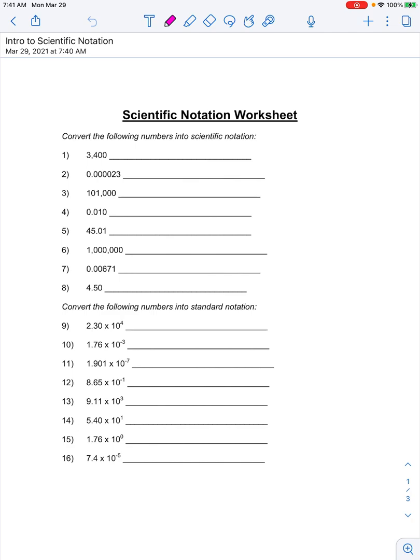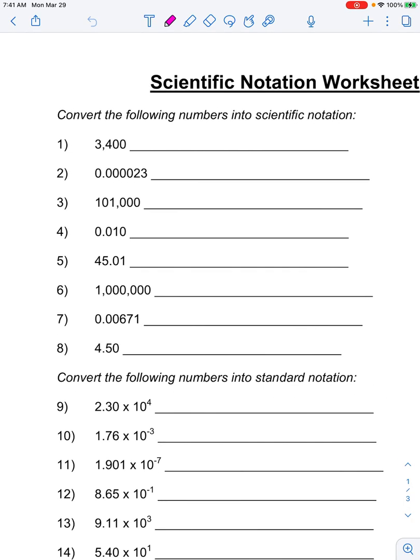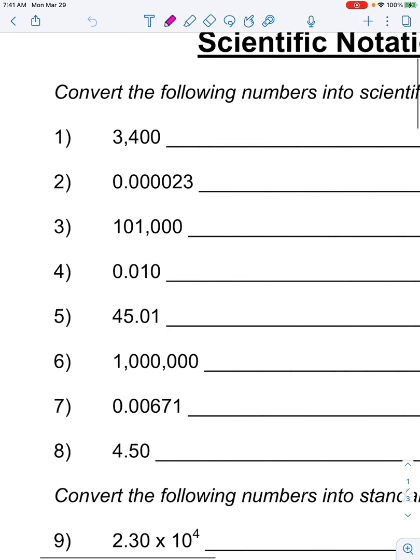Take a look at number 1. The directions for 1 through 8 say convert these into scientific notation. So the decimal is here. We need to move it here, so we have one number in front of the decimal. So we have 3.4 times 10 to the 1/2 power, and it's going to be positive because that's a large number.